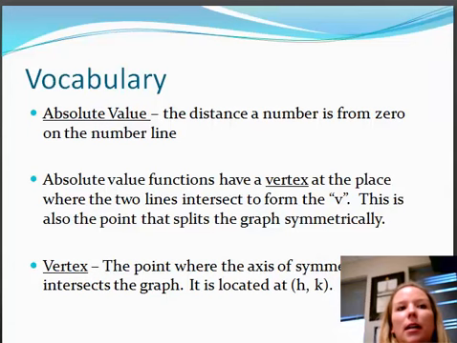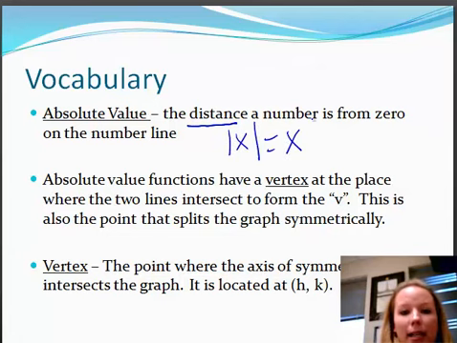So let's first start by talking about some vocabulary terms. So remember that absolute value is the distance a number is from 0. So when we say the absolute value of x, we mean that it's always going to be equal to x and it's positive. Alright, so an absolute value function has a vertex at the place where the two lines intersect to form the V. This is also the point that splits the graph symmetrically. So we kind of saw that last week when we were graphing all these functions, that there comes to a point and it makes it symmetric.